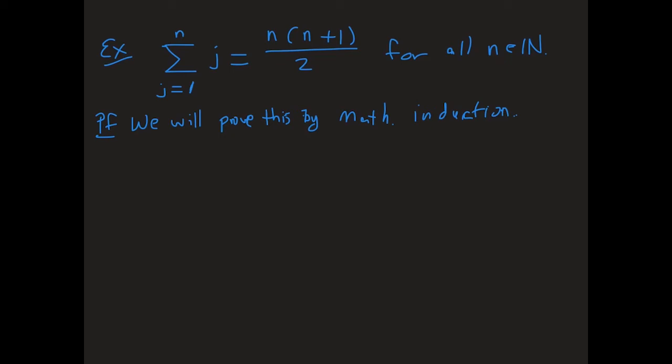So here's one way you could do this. Basis step, and I'm just going to write it in right here and check it. The basis step says that the sum as j goes from 1 to 1 of j is just equal to 1. That should be equal to 1 times (1 plus 1) over 2. But yeah, that's equal to 1. And so the basis step checks out. So now we have the inductive step.